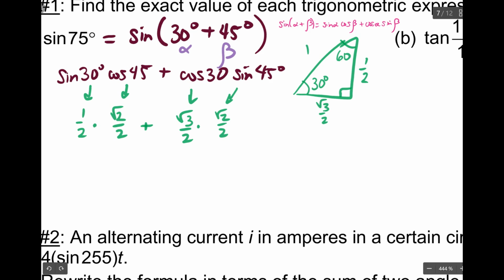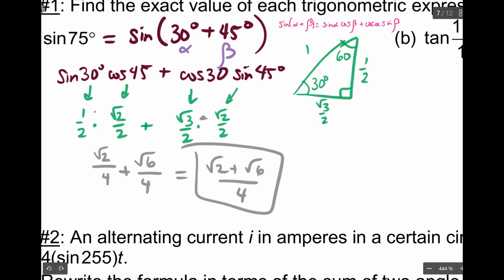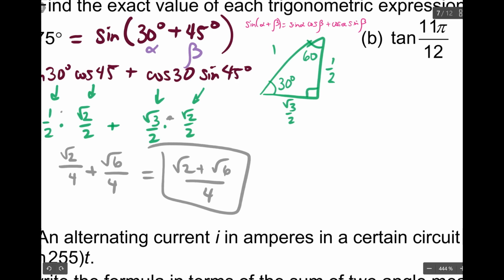Cool. So let's multiply these. 1 times square root of 2 is square root of 2 over 2 times 2, 4. I have 3 times the square root of 3 times square root of 2, so that's going to be square root of 6 over 2 times 2 is 4. So I can rewrite this as square root of 2 plus square root of 6, all over 4. Awesome. So let's keep going to the next one.